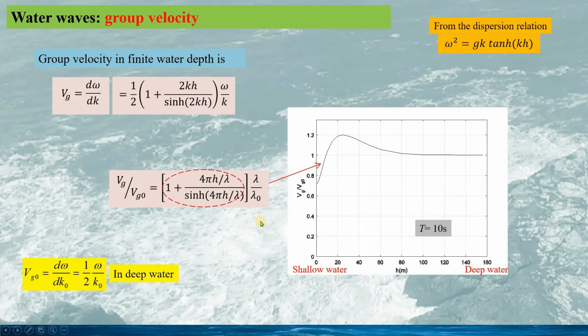The reason for this is that the ratio of the group velocity is comprised of two parts: the part in the square bracket and the part of the ratio of the wavelength. Whether the ratio of the group velocity is increasing or decreasing depends on these two parts.